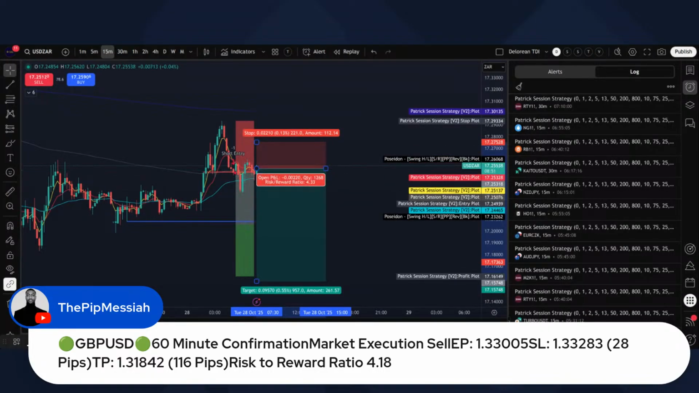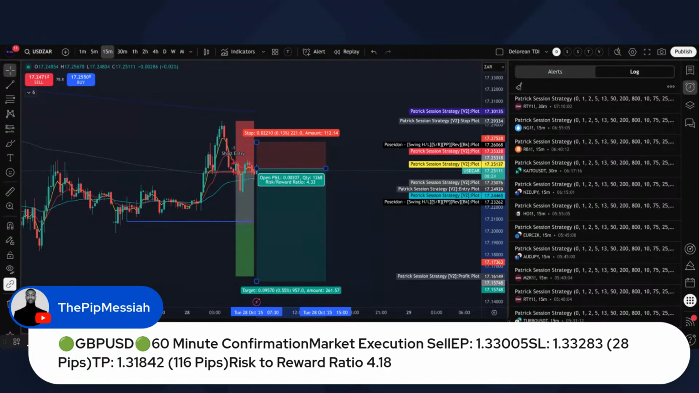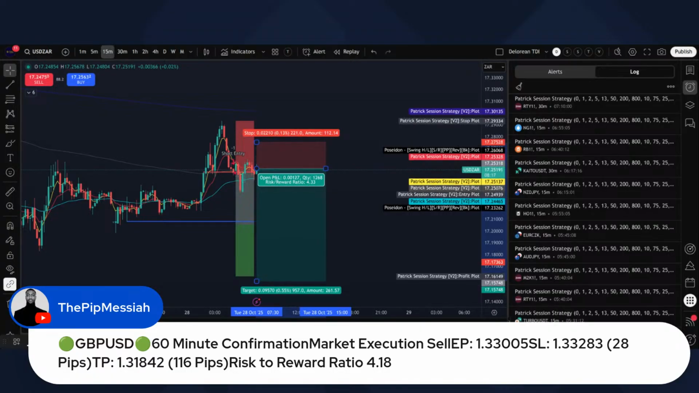$4.33 risks. Entry at 25318. Stop at 27528. That's for 221 pips. And take profit of 17548 for 957 pips.